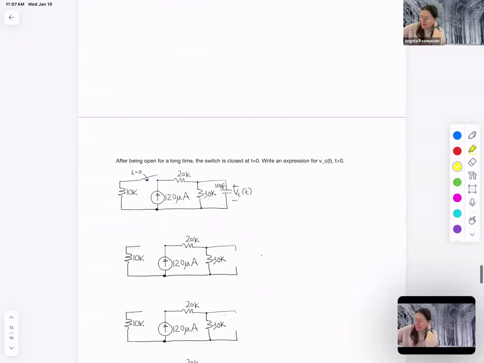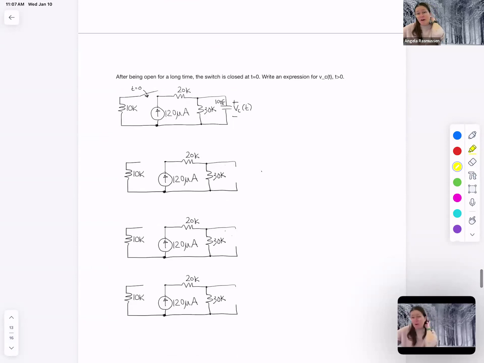Okay. So this is an example of such a circuit. We have a switch here. What this means is that at t equals 0, it has the arrow closing. So that means before 0, it's open, and at 0, it closes. So we're going to redraw the circuit. You redraw the circuit with an open.